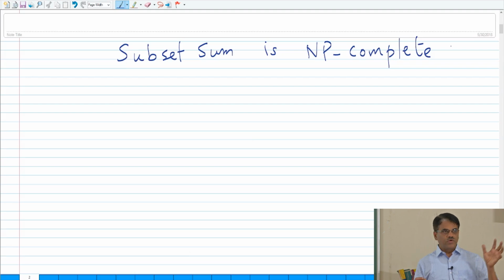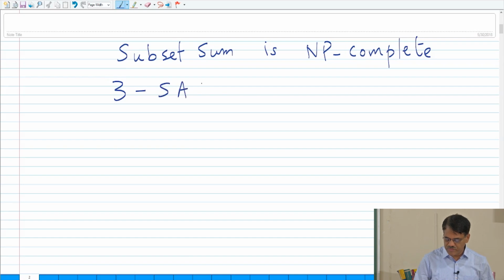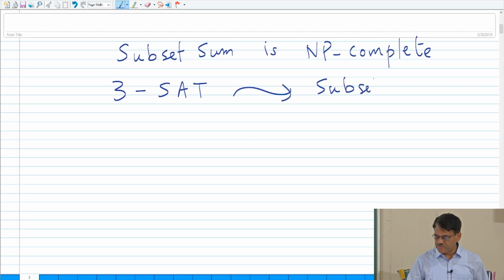To show NP hard, I am going to pick a known NP hard problem and reduce it to this. So, the problem I am going to use is 3-SAT. 3-SAT is typically a fallback option. If you do not know what kind of problem you want to reduce from, usually you can try from 3-SAT. So, I am going to give a reduction from 3-SAT to subset sum.